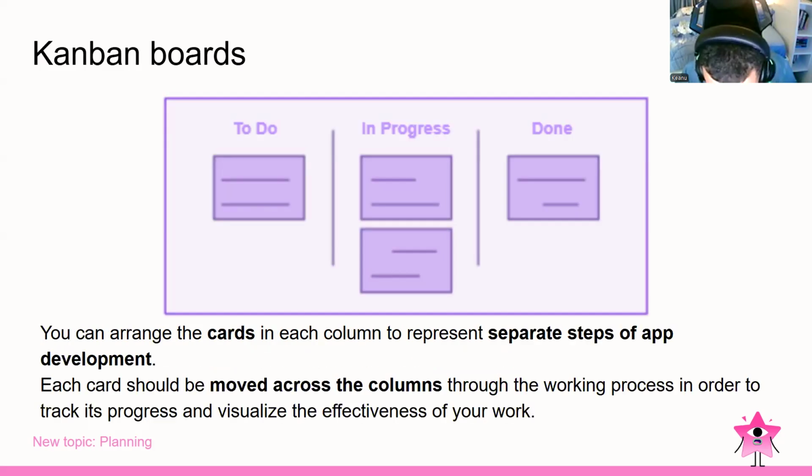Okay, and then we can also arrange the cards in each column to represent separate steps of app development. Each card should be moved across the columns through the working process in order to track its progress and also visualize the effectiveness of the work.